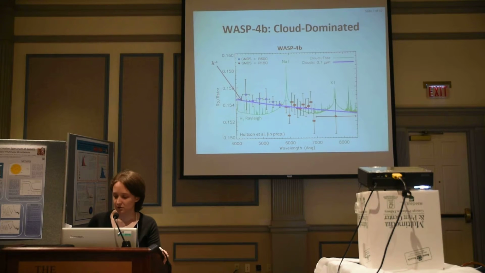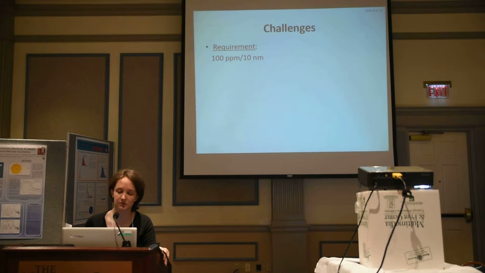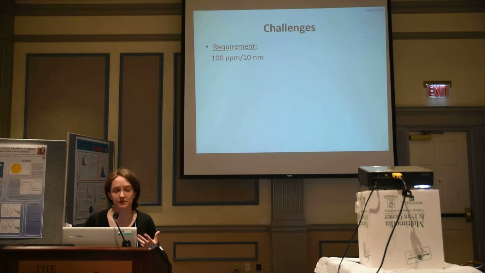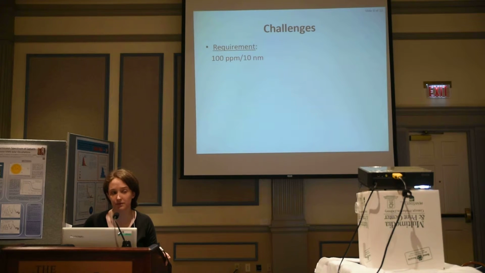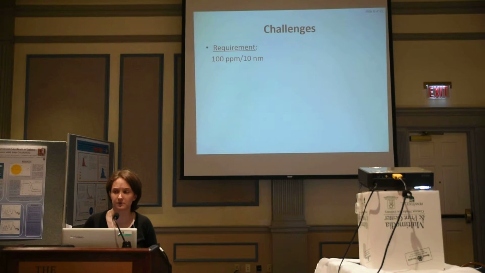Before I show you some more results, I just want to briefly outline a couple of the challenges that we faced with this survey program. So, as I said, we need precisions of 100 ppm in 10 nanometer bins, which is to measure atmospheric features at the 3 sigma level. And the first problem that we found was that the instruments are at the Cassegrain focus, and so there's a lot of movement during our 5 to 6 hour observation.